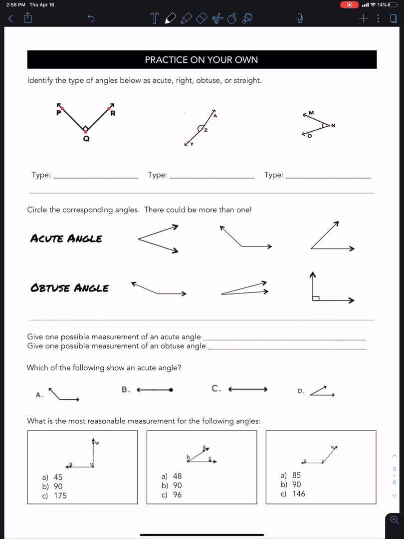All right, for this next part, you are going to practice on your own. So when I tell you to, you're going to pause the video. If at any point you get stuck, unpause the video. You'll see me working through each of these problems. Don't go onto the exit ticket until I tell you to do so.